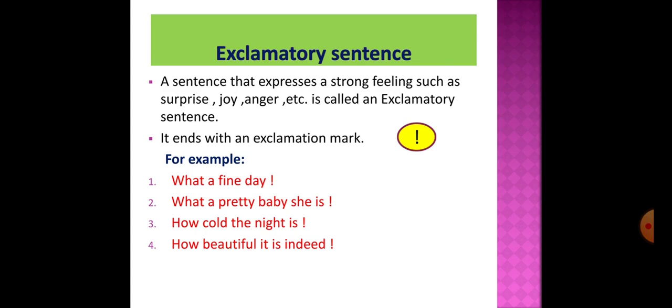All these sentences end with the exclamation mark, and also these sentences express different feelings like surprise, happiness, joy, anger. These are the strong feelings. That's why these sentences are called exclamatory sentences.